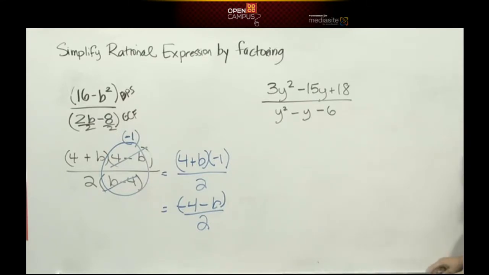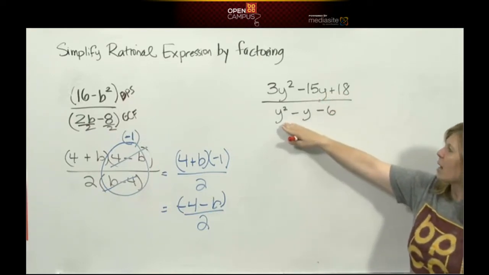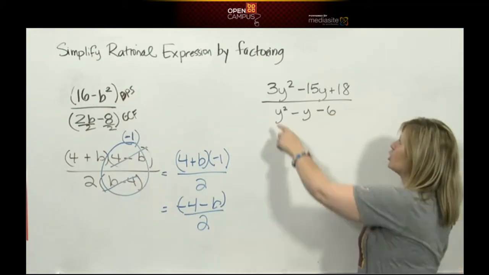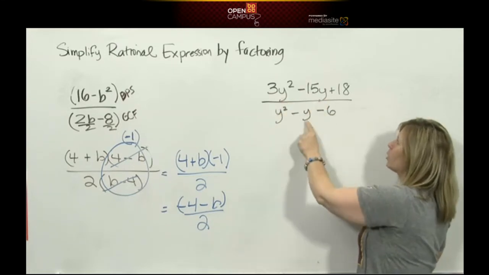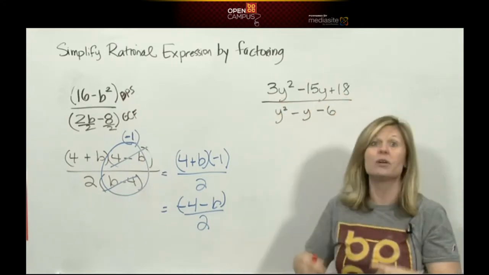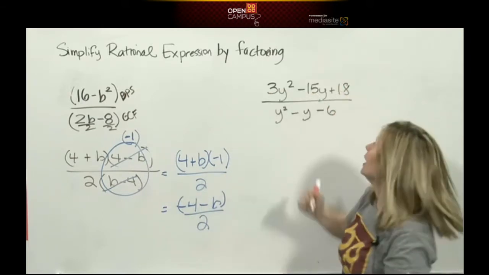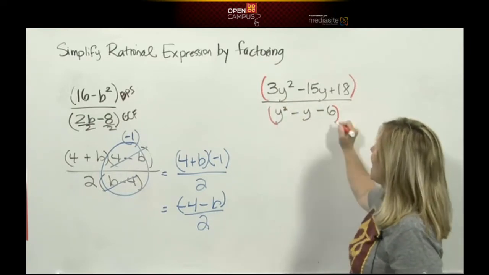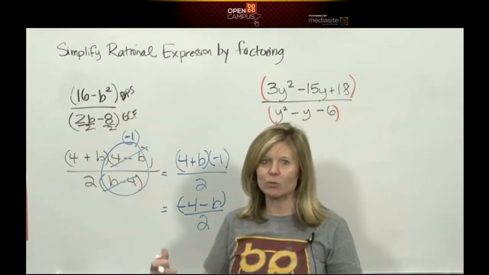Let's try one more. Here's an ugly looking one in algebra. 3y squared minus 15y plus 18 divided by y squared minus y minus 6. The biggest mistake you guys make is you see the division bar and you divide the y squared with the y squared and the y with the y and 18 and 6. You can't do that. This is not connected by multiplication. It has to stay together. So to rewrite it, we're going to use our factoring skills.